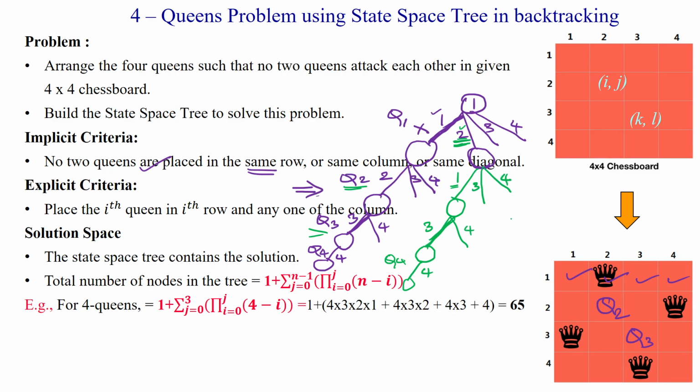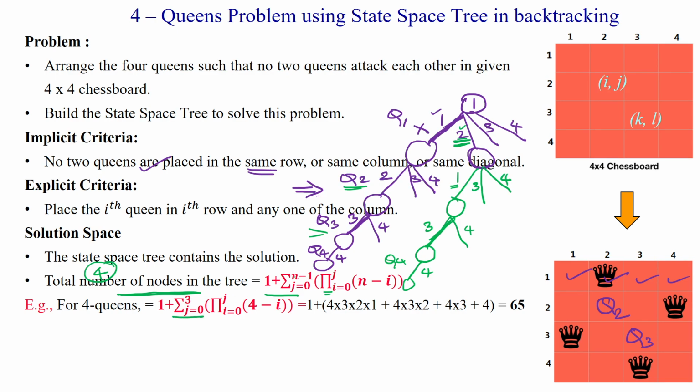Okay, so when you are constructing like this, what is the total number of nodes in the tree for the 4 queens problem? There is a formula: 1 plus the summation of j equal to 0 to n minus 1 of the product of i equal to 0 to j of n minus i. So here you can substitute the values.